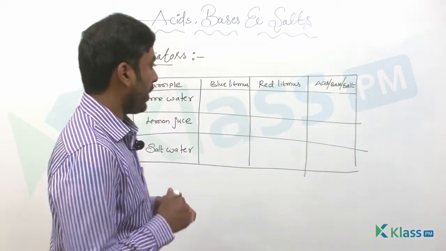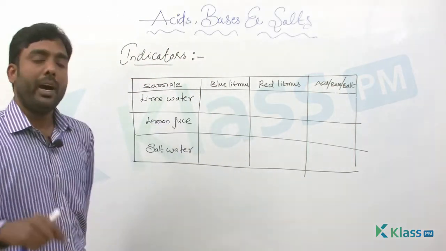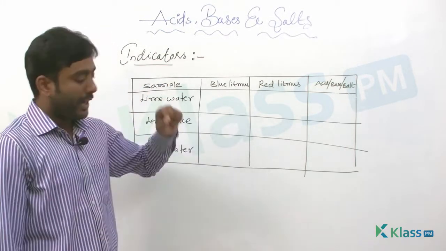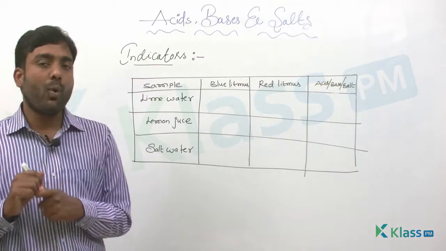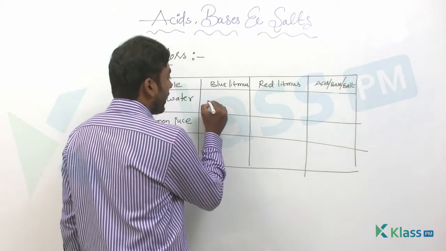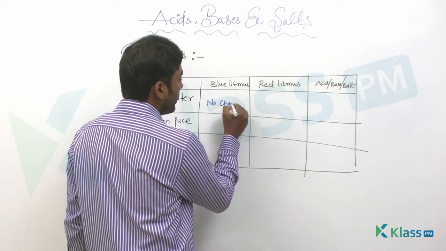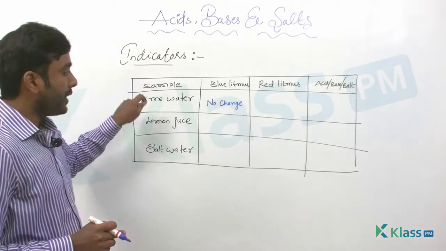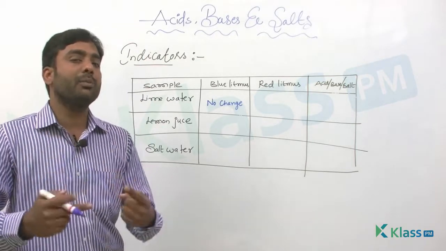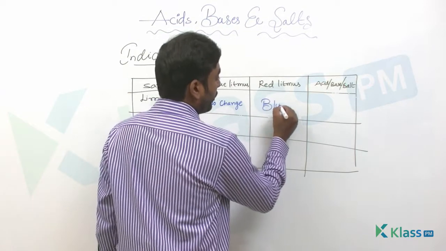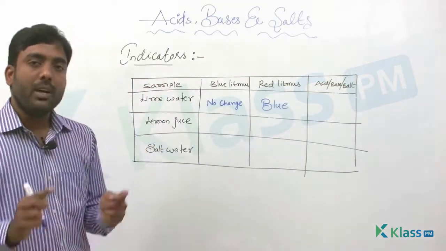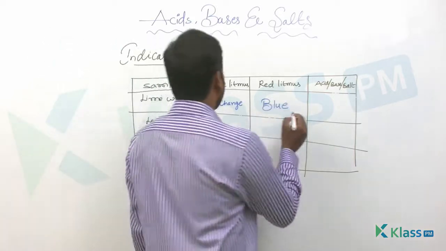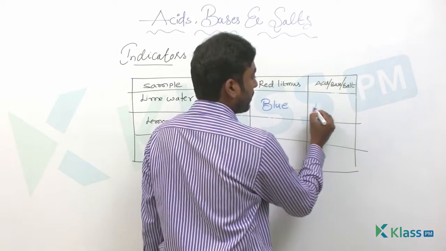First I am taking a blue litmus and I put that strip in the lime water. Then what I find is there is no change in the color of blue litmus. Next, I have taken the red litmus and I kept it in the lime water. Then immediately that red litmus paper changed into blue color. So we know that bases will turn red litmus to blue color, so I can conclude this lime water is a base.